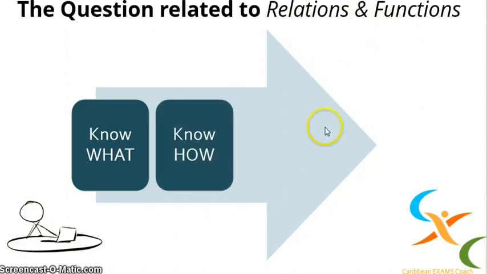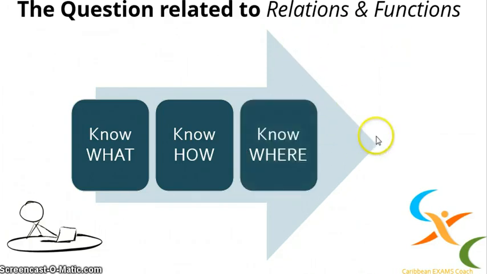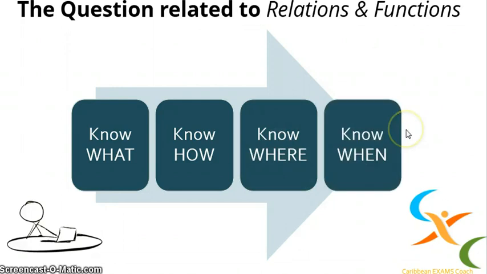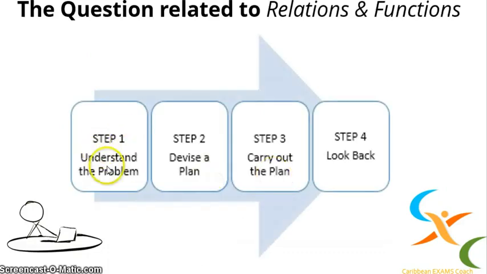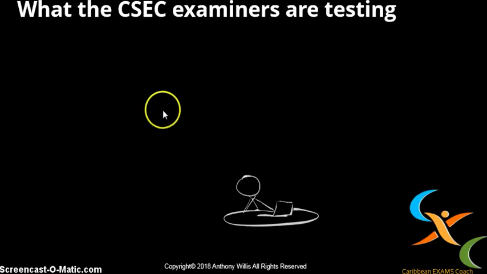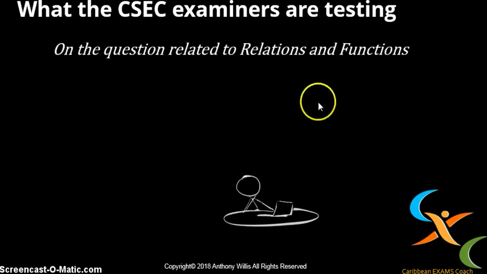You need to know how to apply the concepts and principles related to relations and functions, where to apply them, and when to apply them. Those are the skills that are being tested. So you need to first of all understand the problem by asking yourself a number of questions which you've learned about in previous videos. You need to devise a plan. Step 2, carry out the plan. Then you need to look back to see if you made any mistakes and to check your answers and so on.